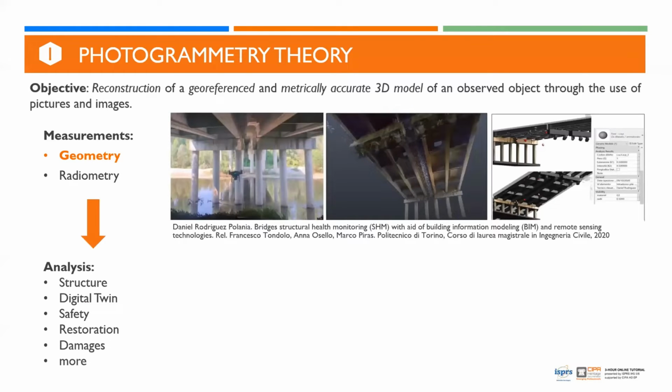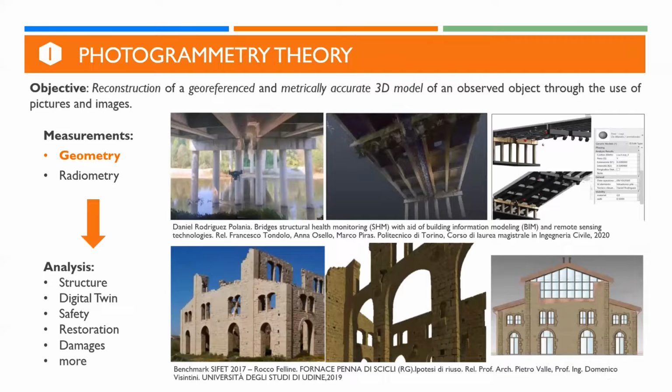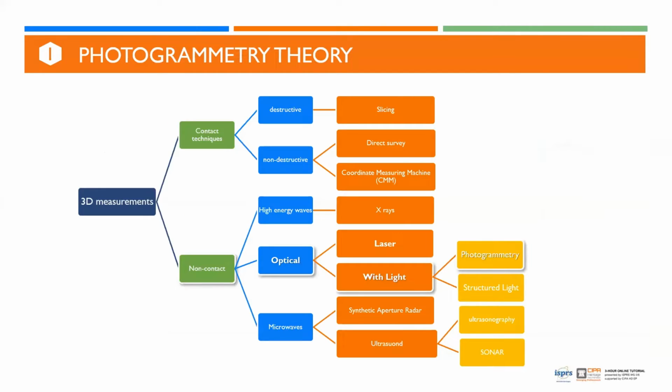For example, the structural ones for historical structures, historical cultural heritage, and so on, but also digital twin, for example. It will allow us to perform the scan to BIM processes and so on, for restoration purposes, for decay mapping, and so on. So just to let you see where we are, what our context is, we are in the 3D measurement. So we are here: no contact techniques, optical part with light, and then we are here, so photogrammetry.